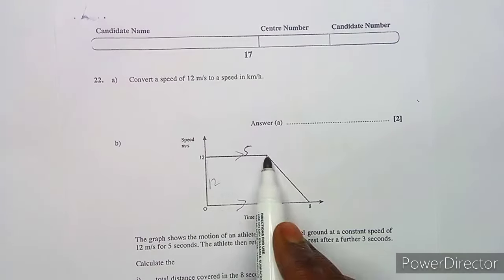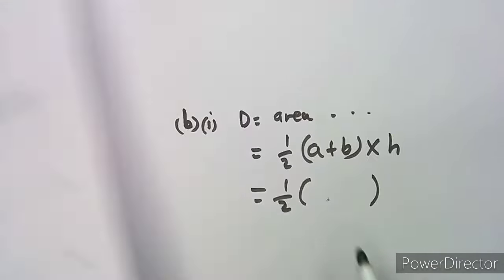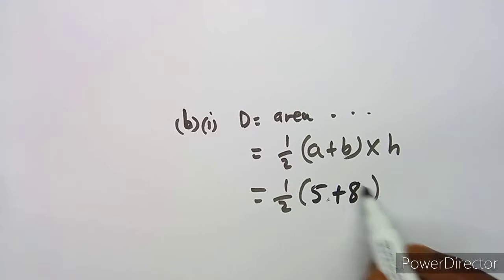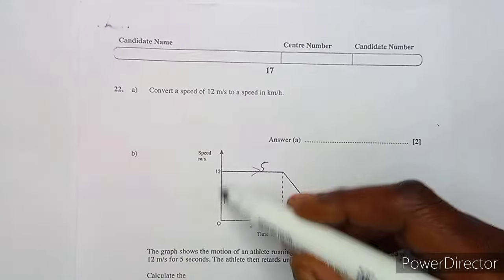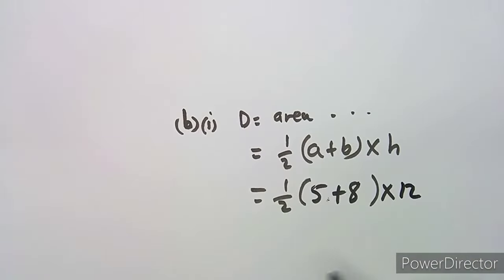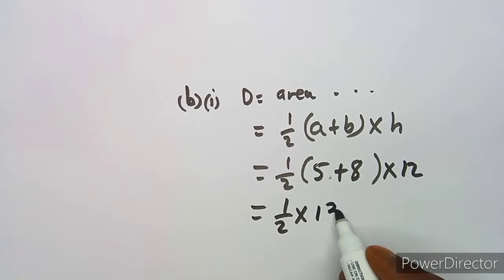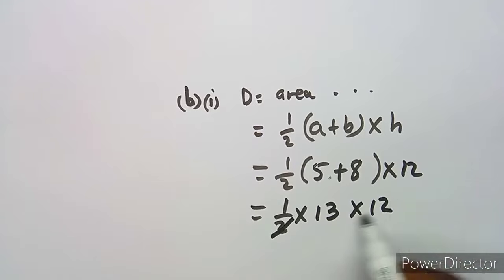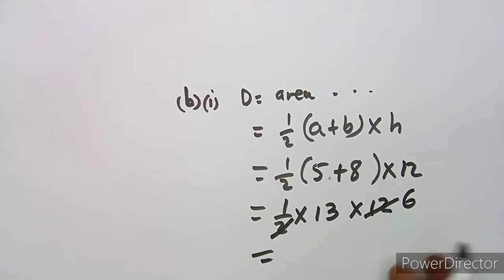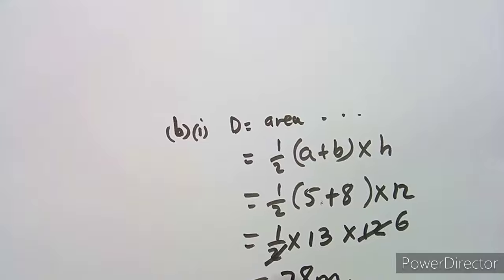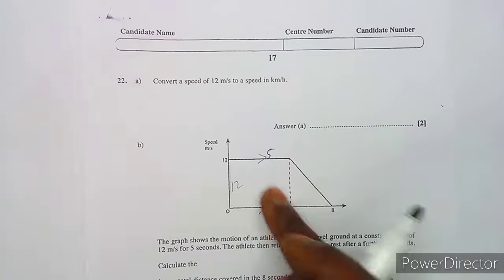So we're going to add 5 plus 8, so it's going to be 5 plus 8 times the perpendicular height, which is 12. Just like that, you have got your area. So it's going to be half of 5 plus 8, which is 13, times 12. So half of this is 6, and 13 times 6 is going to give us what? 78 meters. So that's our distance. Remember, it is distance in meters.